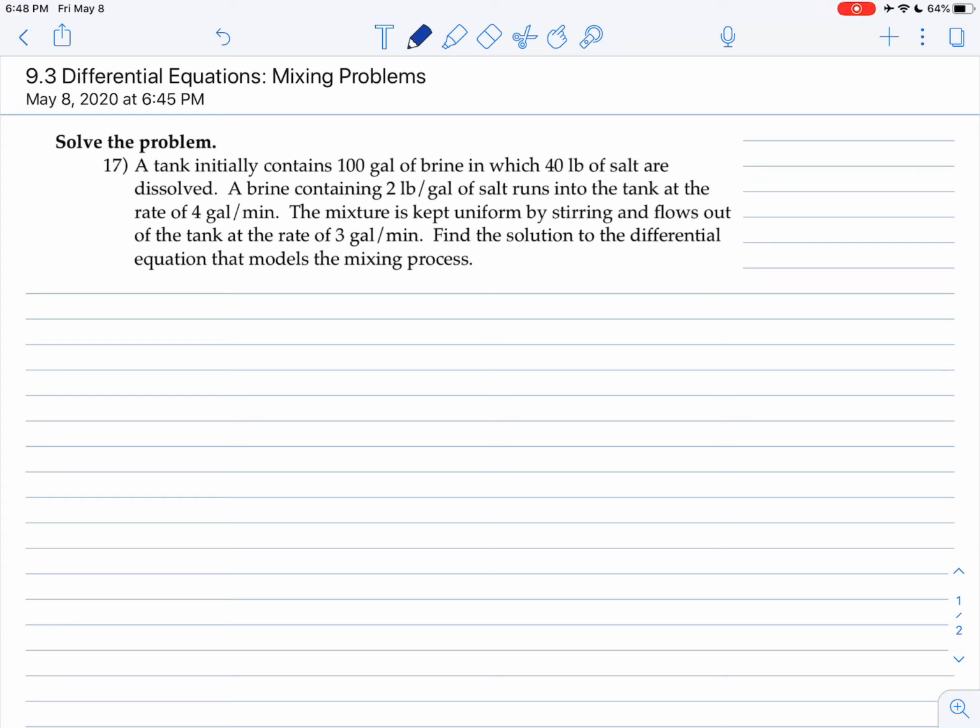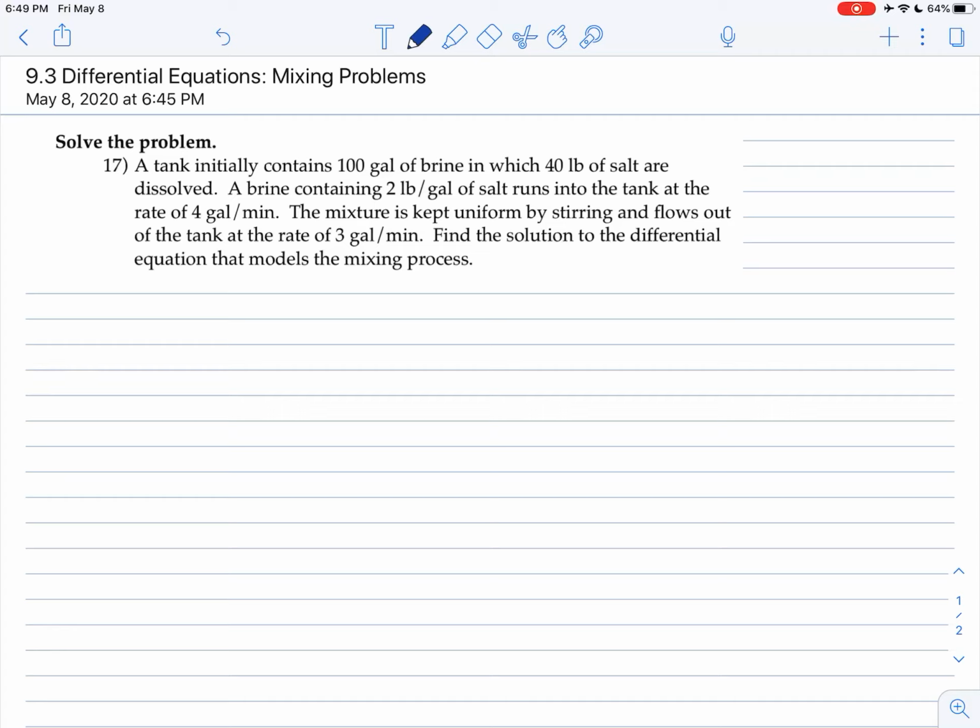A typical mixing problem usually involves a tank of a fixed capacity. It's filled with a thoroughly mixed solution of a substance. In this case, we're going to be looking at salt. It could be alcohol, it could be tea, it could be anything, or you could even consider these mixture problems in terms of air, like how much carbon dioxide is in the air.